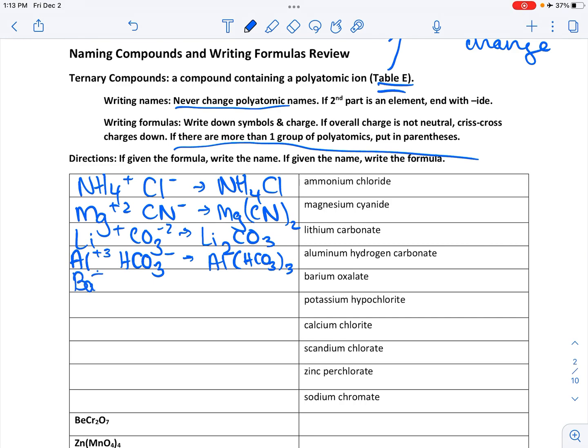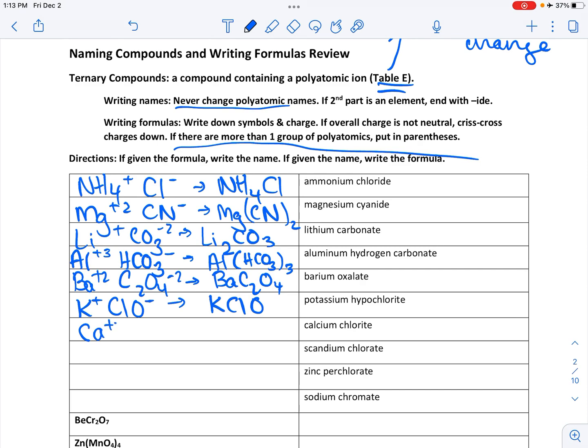Barium is Ba+2. Oxalate is C2O4 -2. So look, that doesn't need any crisscross. Potassium is K+1. Hypochlorite is ClO -1. So once again, no crisscross, everything's good.